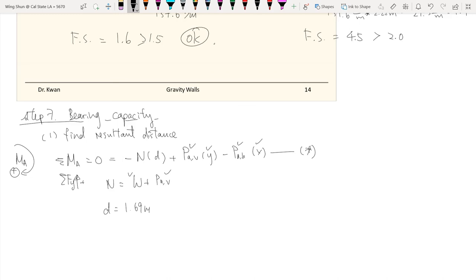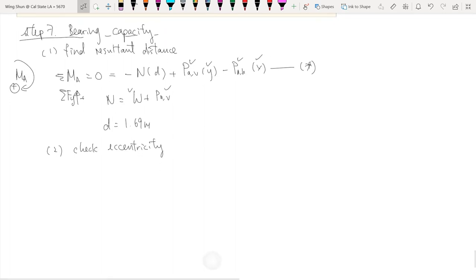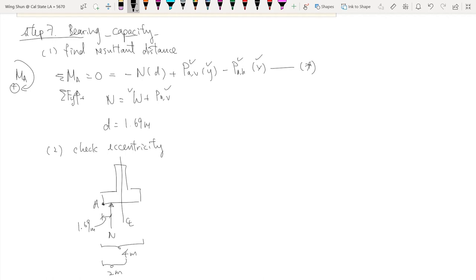So the next step is checking the eccentricity. It's part of the overturning requirements. So this is our foundation. This is the center line. This is the loading. And now we know, as we just calculated, it's 1.69 meters. So this is point A, right? And then we know the whole foundation is 4 meters, which means half of it is 2 meters. So this part will be equal to 2 meters minus 1.69 meters, which is equal to 0.31 meters. And this is the eccentricity that we want to calculate.